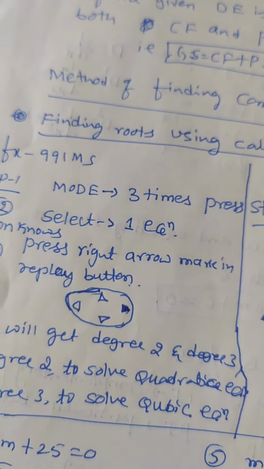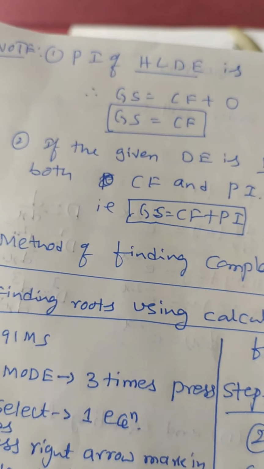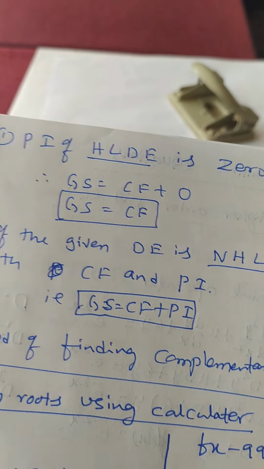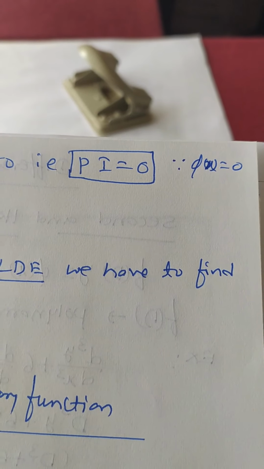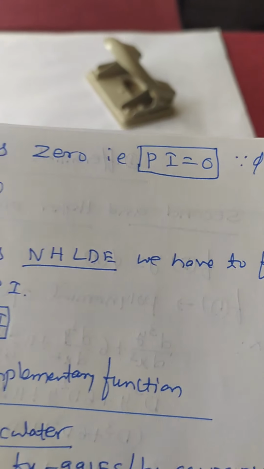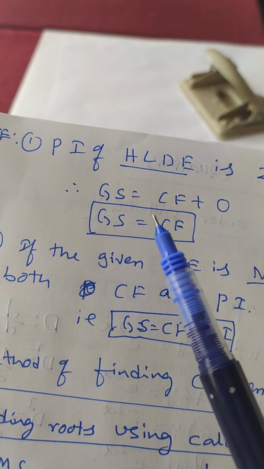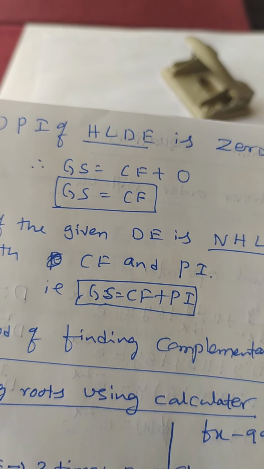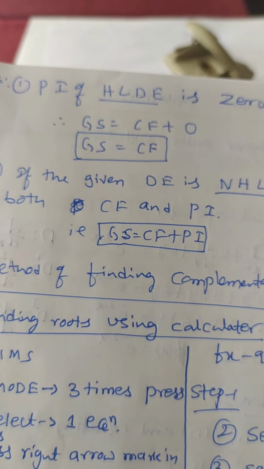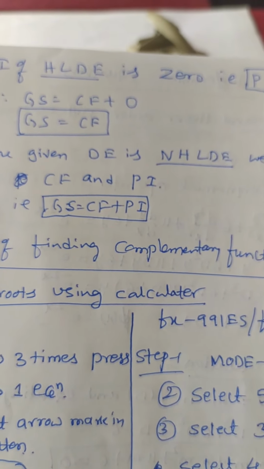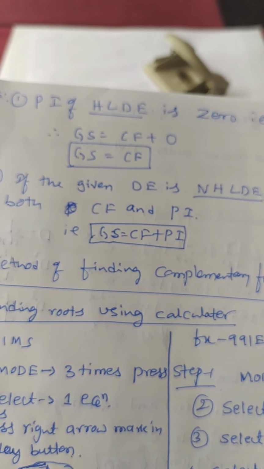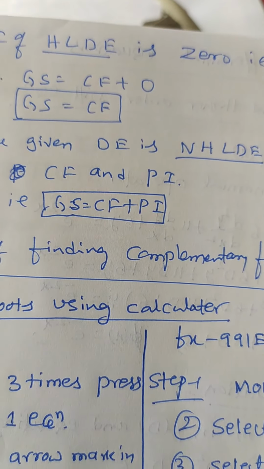Okay, see, if it is homogeneous, PI is always 0 because phi of x is 0. Very important. RHS term is 0, then PI automatically becomes 0. Therefore, the general solution is only the complementary function. No need to find the particular integral in homogeneous. Okay. Next term. If the given differential equation is non-homogeneous, in this case we have to find both the complementary function and particular integral.